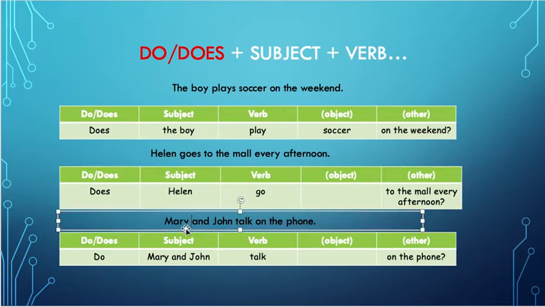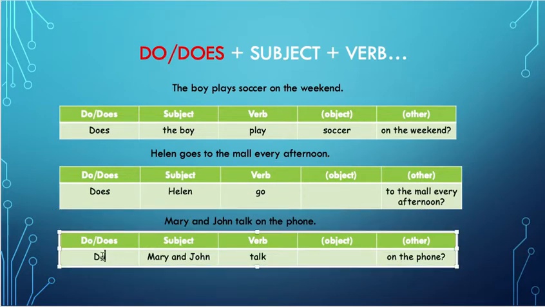And number 3, Mary and John talk on the phone. So Mary and John, that's 2 people. So we say they. For they, we use do. Do Mary and John talk on the phone?